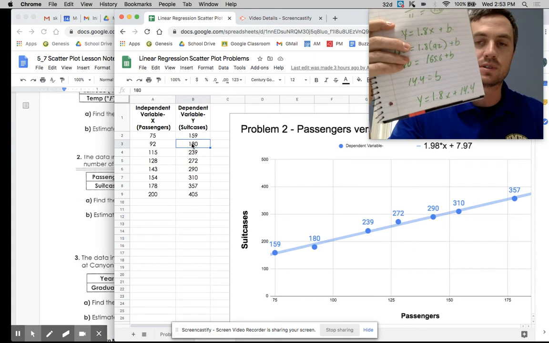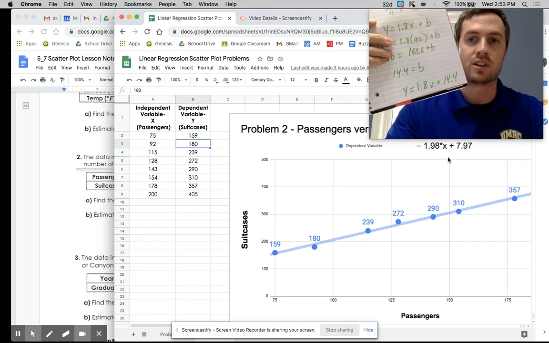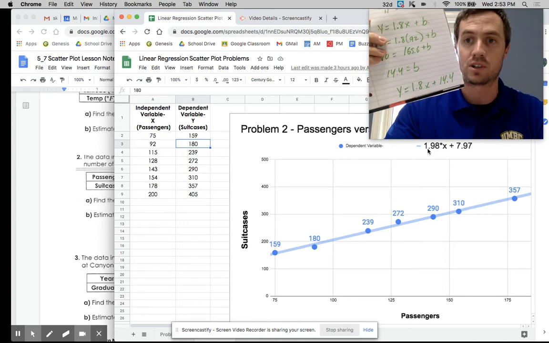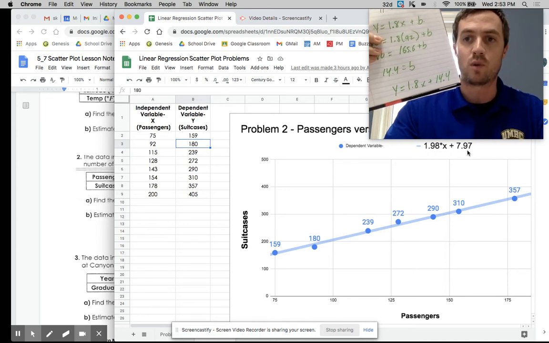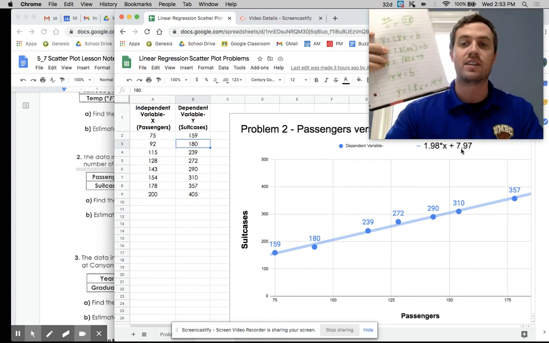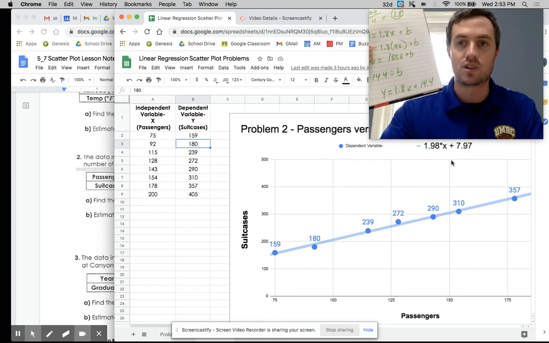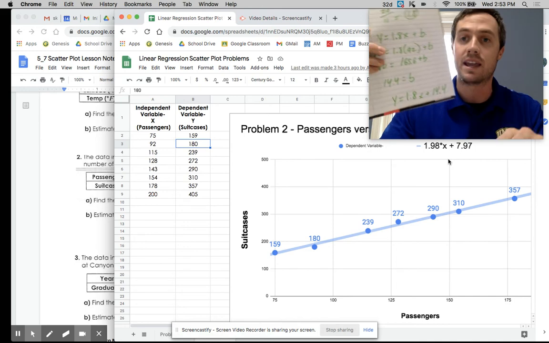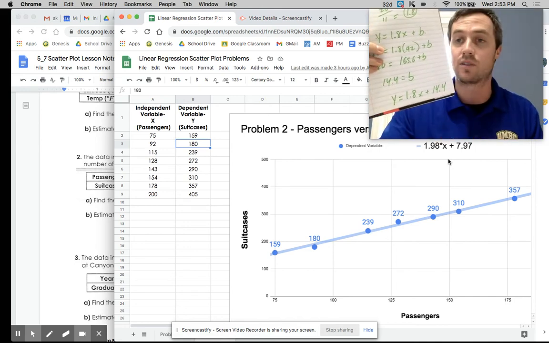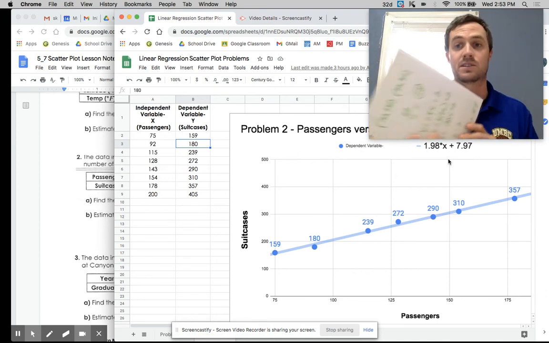Now, is that close to the equation that we see on the chart? It is very close. 1.8 and 1.98 are pretty close to each other. 14.4 and basically 8 are very close to each other. So this is fine. That's the equation based on the trend line that they made. You might make a different trend line. You might pick different coordinates. So you might get a different slope. As these are all estimates, so it's close.